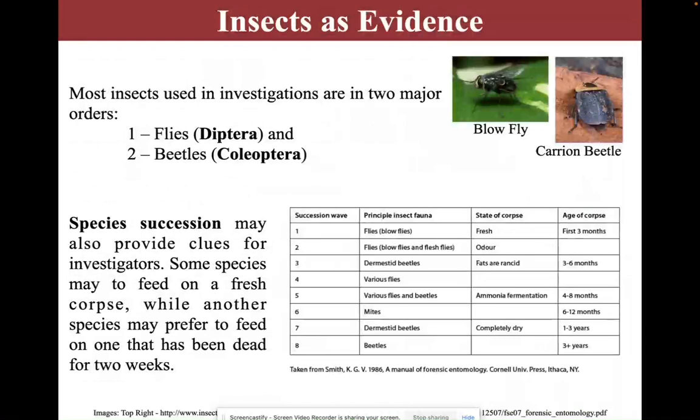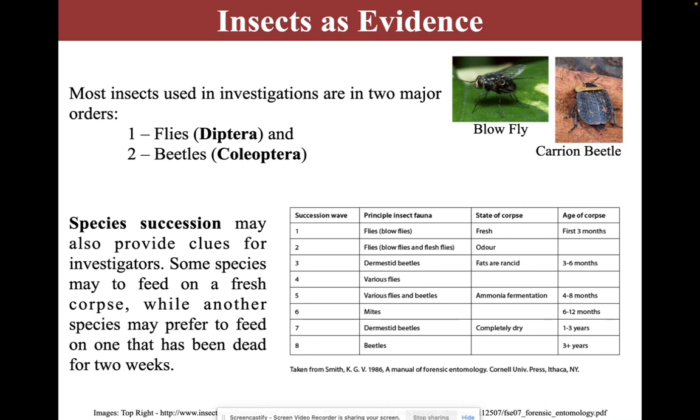Apologies. Okay, so insects as evidence. Most insects that are used in investigations will fall into two major orders: flies, Diptera, and beetles, Coleoptera. The way that they're used is called species succession, so it provides clues for investigators.